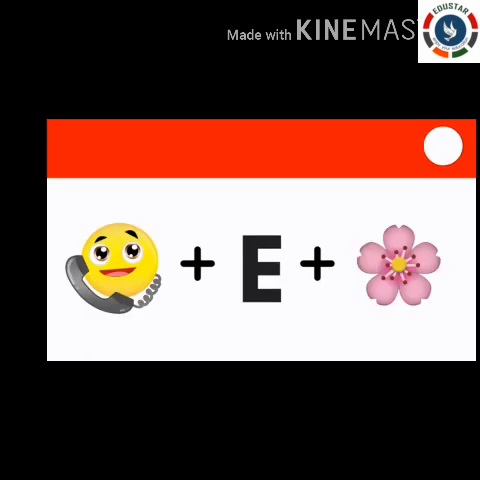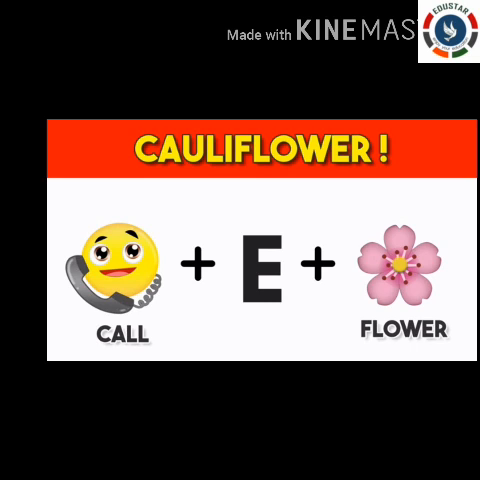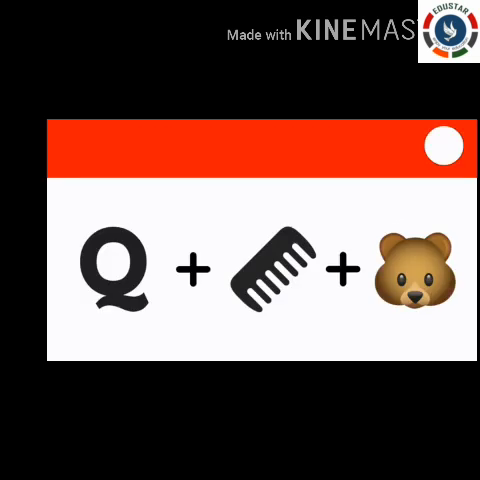In the same way, find out the third question. See the first picture, you will guess as phone, isn't it? It is not phone, you can say it as call. Can you guess? Call, then add E, then the third picture. Shall I say? It is cauliflower. Have you guessed correct? Okay.